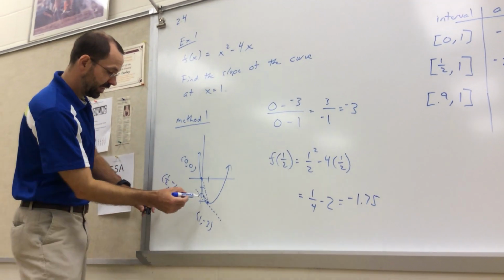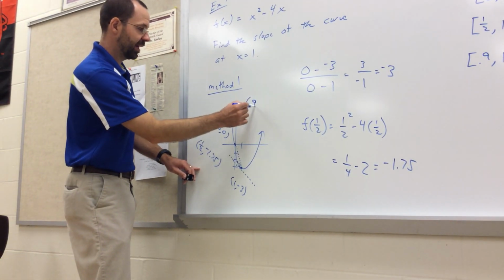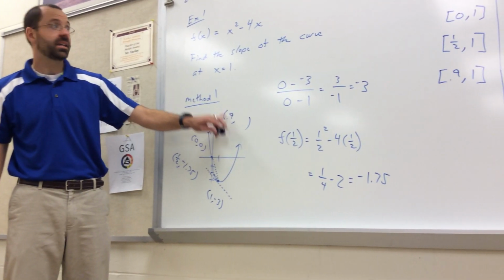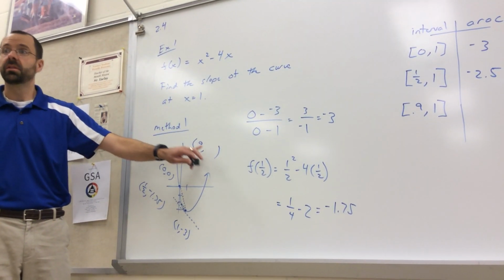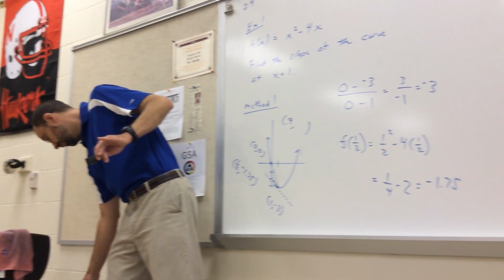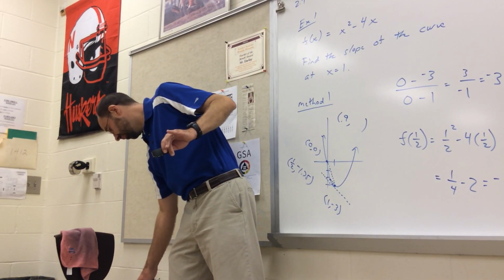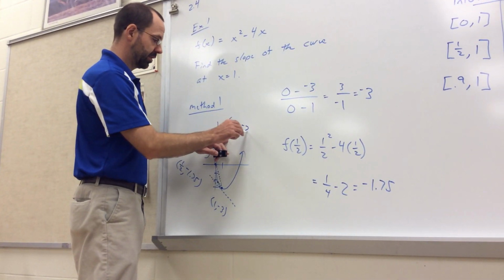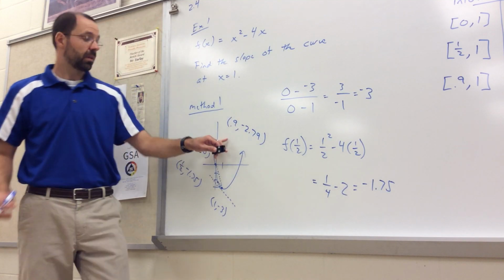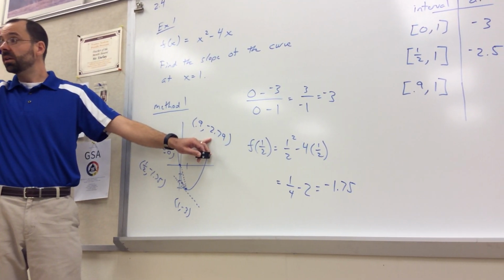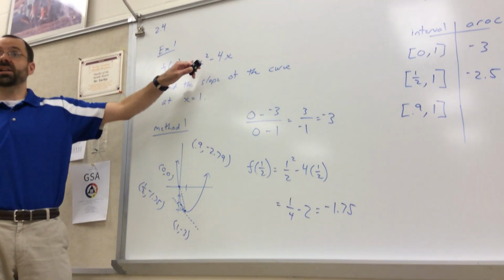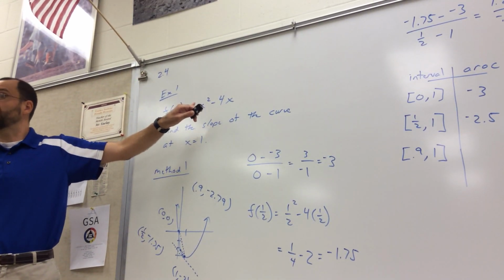Okay, so I need the point that occurs at 0.9 comma whatever. So I need to plug 0.9 into my function to get the y value. So that's, I did that last year or another year, who knows what year. Negative 2.79 is what that y value is. So where did I get this negative 2.79? Plug 0.9 into the function, right? Because the function spits out the y values on the curve.